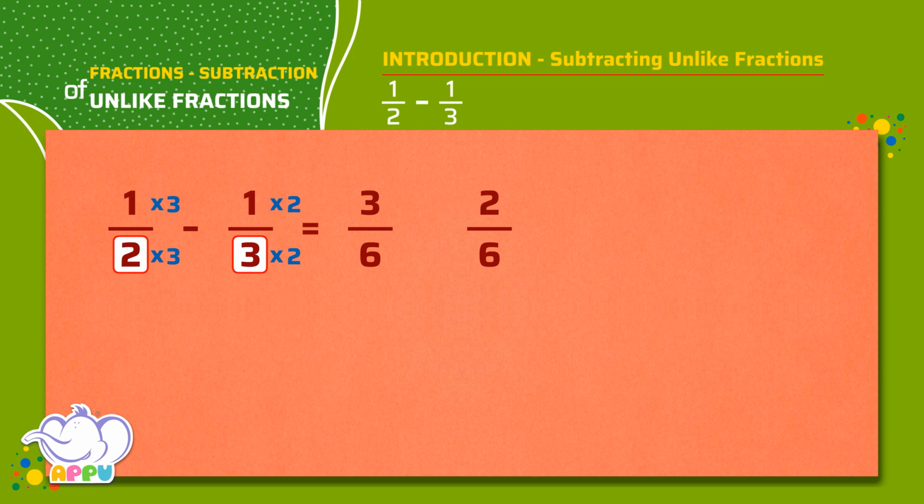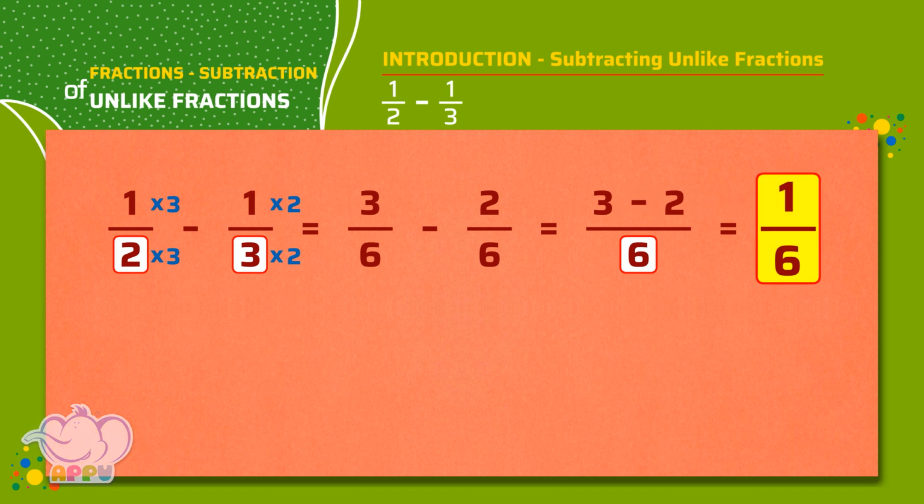This becomes 3 by 6 minus 2 by 6. Now the denominators are the same for both the fractions. That is 6. We write the denominator as 6. And we subtract the numerators. 3 minus 2 equals 1. The answer is 1 by 6.